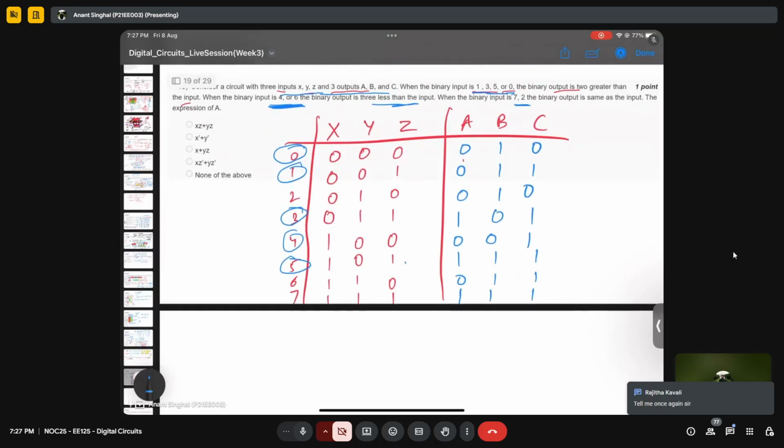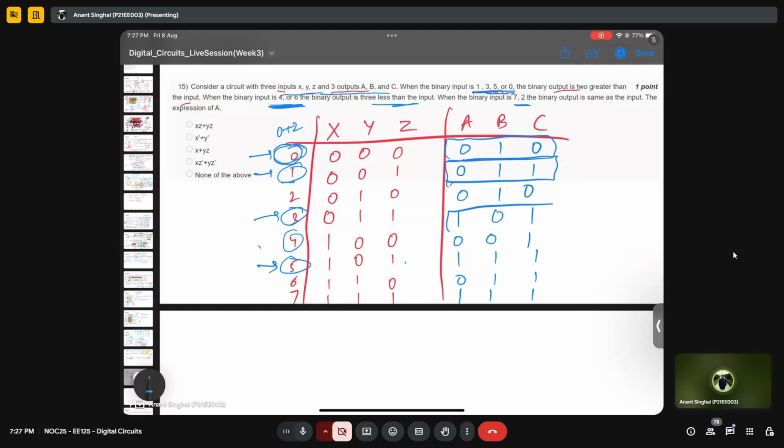Okay, so when the input is 1, 3, 5, or 0, that is these 4, the output is 2 greater than that. So 0 is marked as 2. 0 plus 2 is 2, that is why I have written it as 0, 1, 0. Similarly, 1 I have written as 3, 0, 1, 1. 3 I have written as 5, that is 1, 0, 1. And 5 I have written as 7, which is 1, 1, 1.